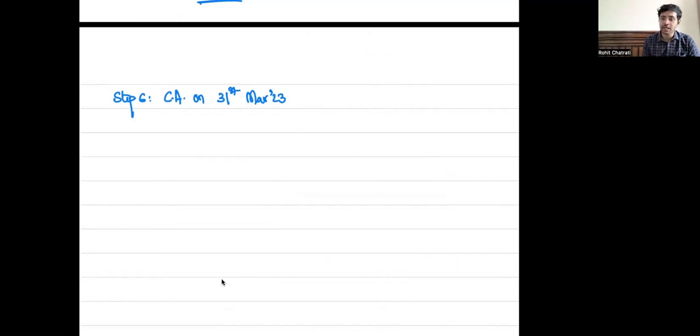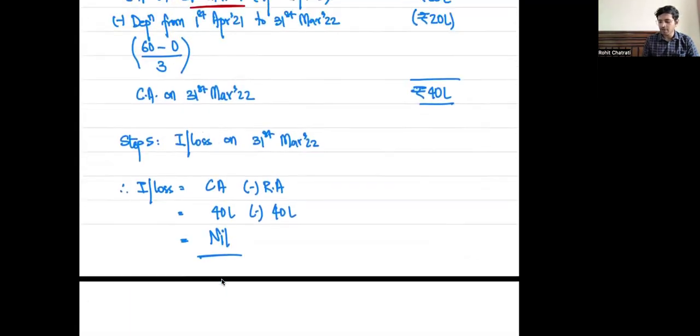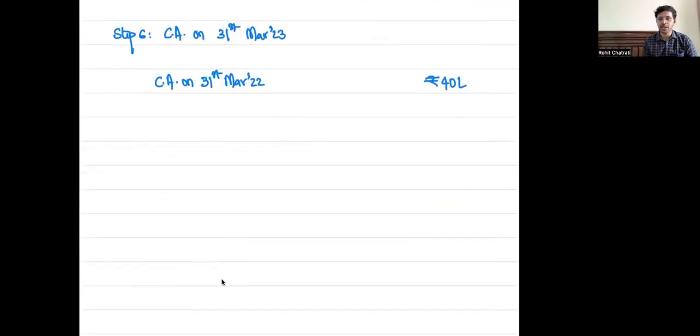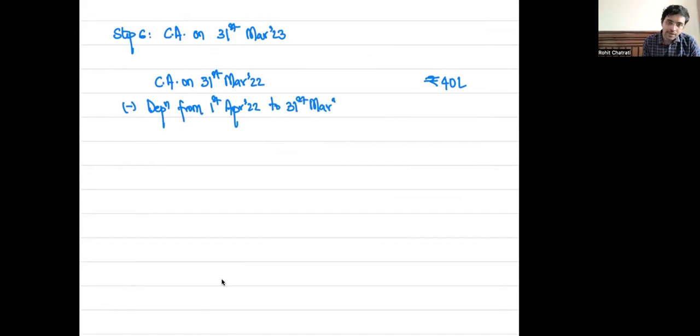Now, how do we calculate the carrying amount on 31st of March 23? We will start with the carrying amount on 31st of March 2022, which is equal to rupees 40 lakhs. What we calculated as above, 40 lakhs, that is the carrying amount on 31st of March 2022. We then deduct depreciation from 1st April 22 to 31st of March 23. We are then deducting depreciation for the next financial year, which is 1st of April 2022 to 31st of March 23. How do we calculate the depreciation?